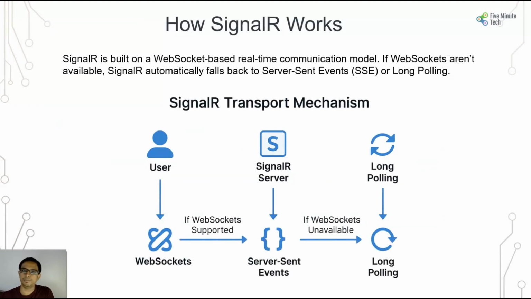To dive deeper into how SignalR works, SignalR is built on top of the WebSocket based real-time communication model. So if WebSockets aren't available, SignalR will automatically fall back to server sent events or long polling. And this is the representation wherein if a user makes a request through SignalR to the WebSocket, the hub which we have configured in the ASP.NET Core uses server sent events, and if the WebSockets are unavailable, it goes to the long polling mechanism.